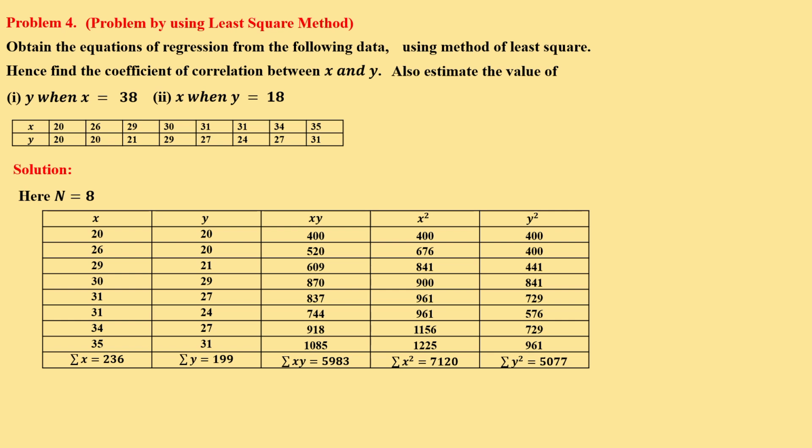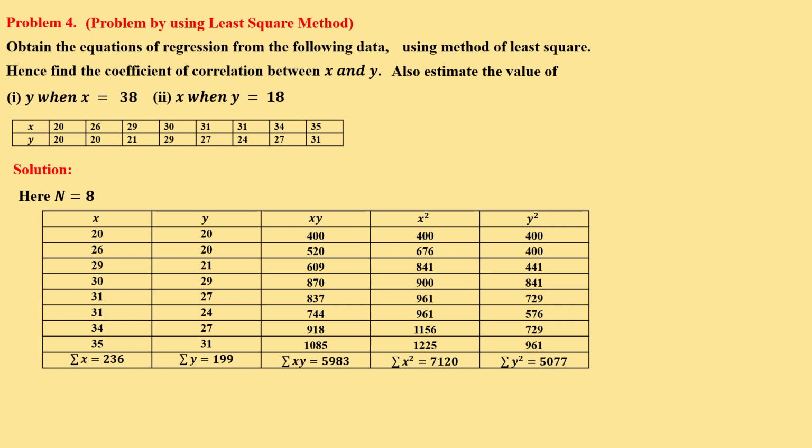Then multiply x and y, 20 into 20, 26 into 20, you will get the third column, x into y: 400, 520, etc. Adding all the numbers in that third column, you will get summation xy, that is equal to 5983. Then squaring the x column, you will get x square: 20 square, 26 square, so 400, 676, etc. Adding all the numbers in that column, you will get summation x square, that is equal to 7120.